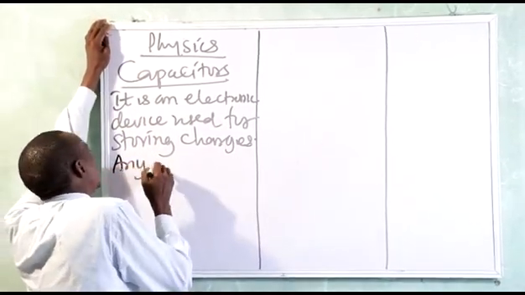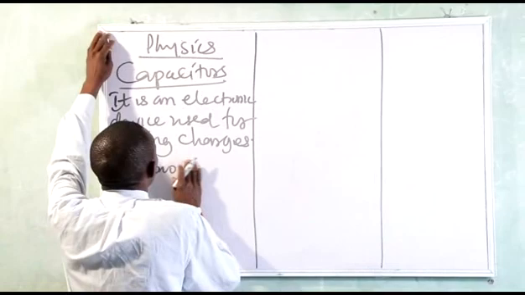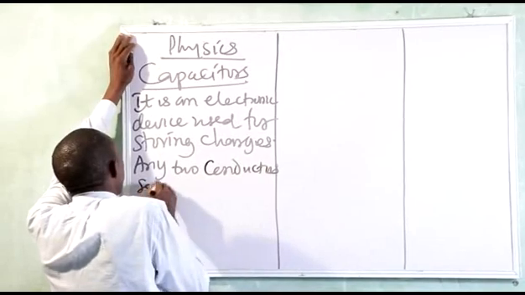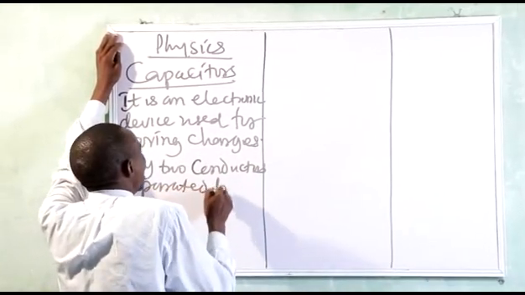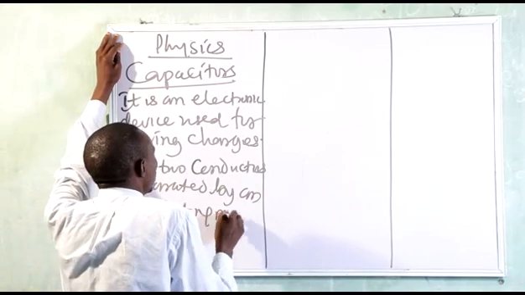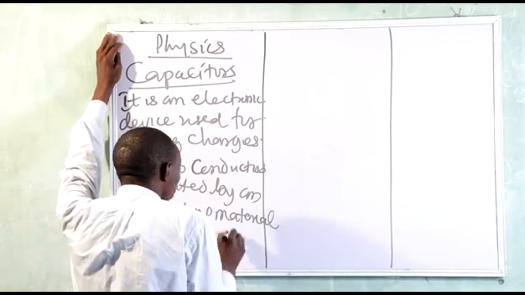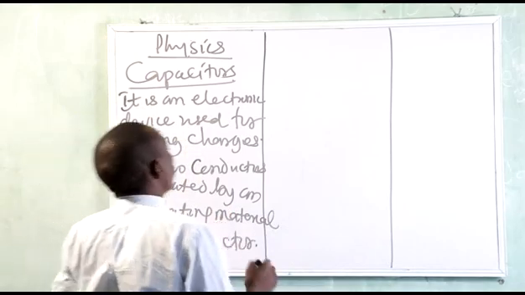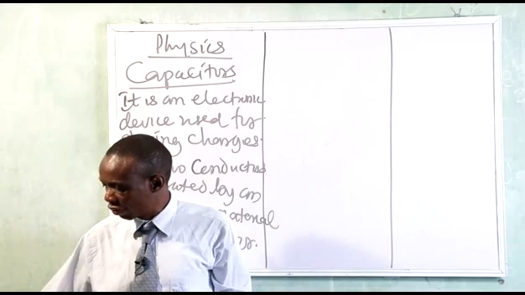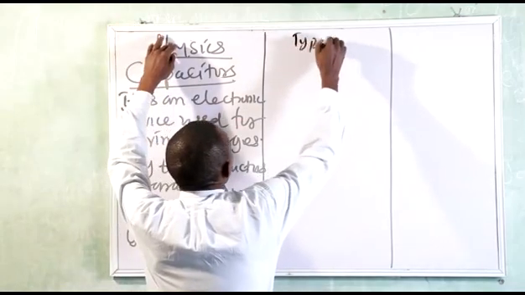When any two conductors are separated by an insulating material, the arrangement is also a capacitor. I take you to some facts about this, the types of capacitor that we have.